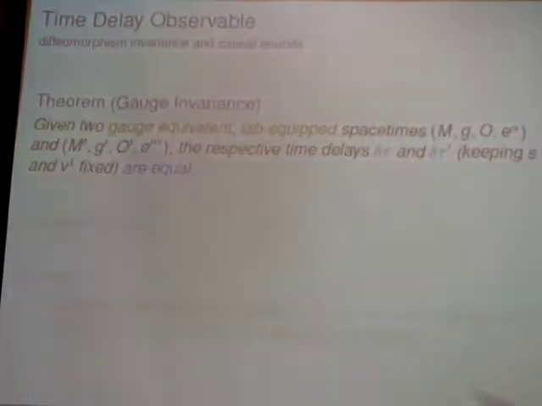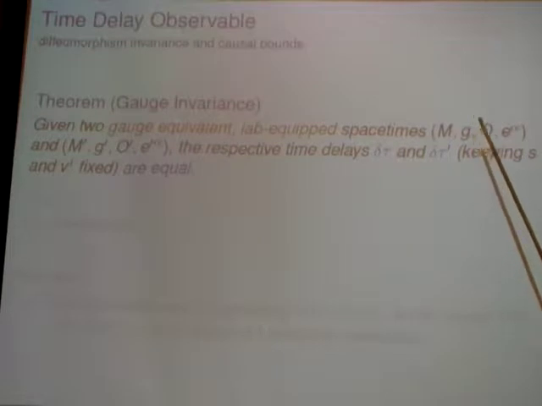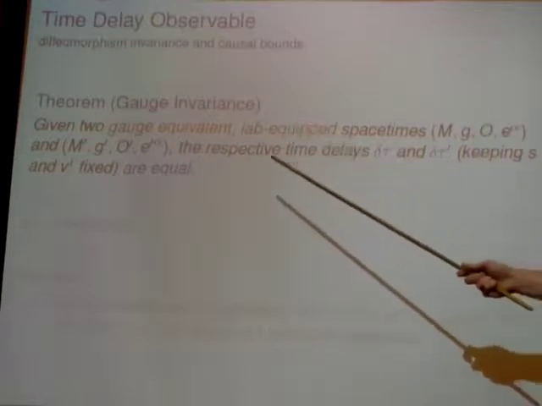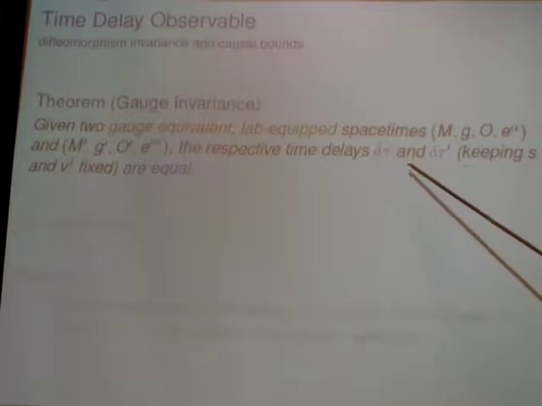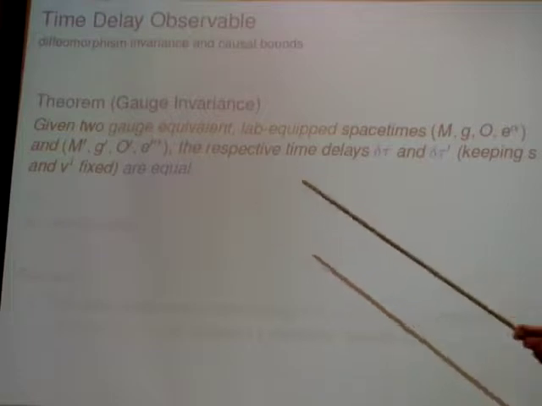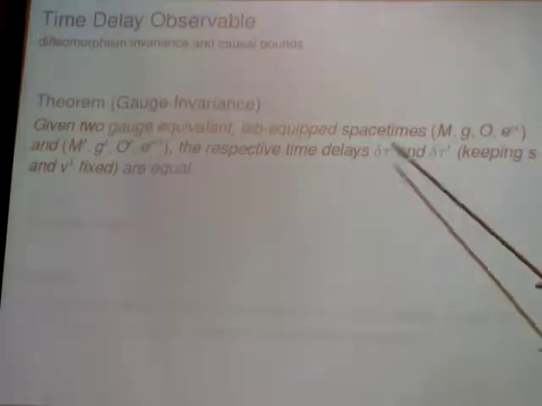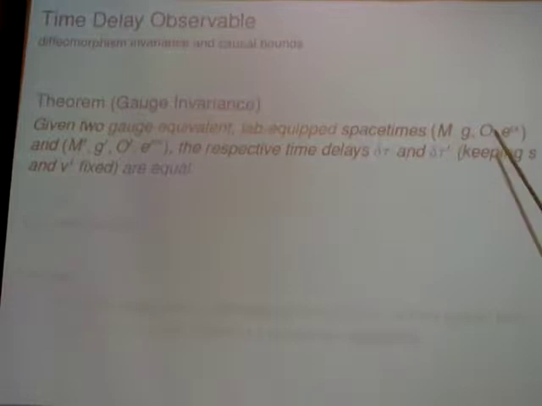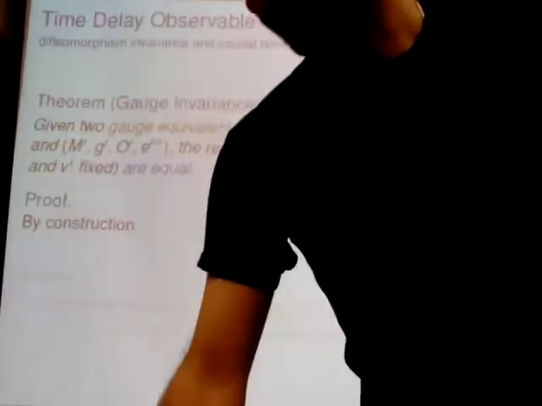Okay, so a theorem: the observable I just defined is gauge invariant. If I take two lab-equipped spacetimes that are gauge equivalent, and for both of them compute the time delays, for one I call it delta tau, the other one delta tau prime, as long as these two lab-equipped spacetimes are gauge equivalent, these numbers are equal. And that's precisely what it means to have a diffeomorphism invariant observable, and the proof is pretty simple, it's by construction.